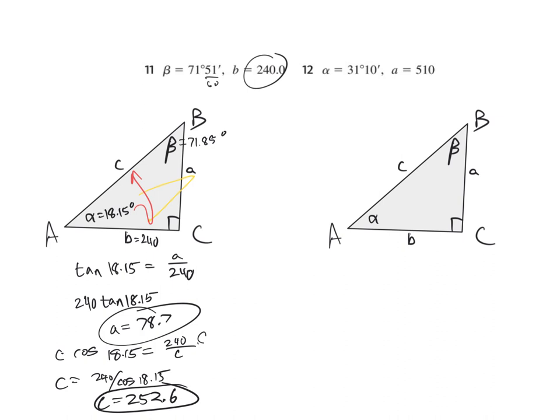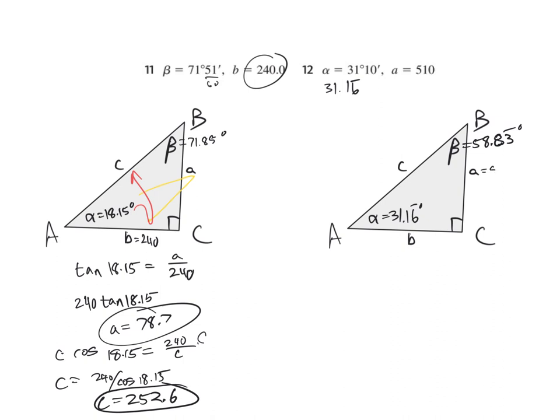Okay, so now number 12. Let's see here. Alpha is 31 and 10, so 10 divided by 60 is 0.16 repeating. So 31.16 repeating degrees is alpha. And so we take 90 minus 31.1666, and we get 58.83 repeating degrees. All right, so now let's get everything.